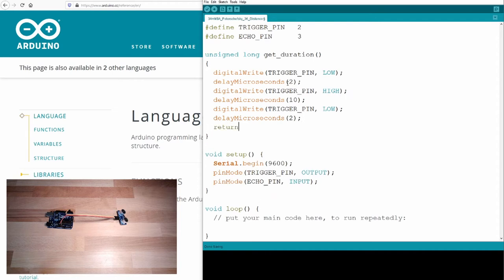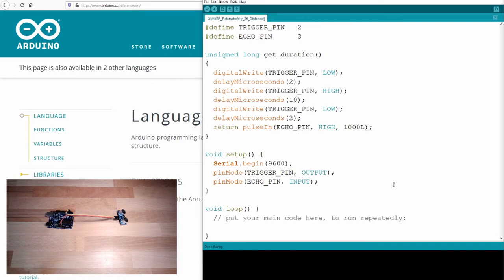And then I simply have to return. And then there's a function, pulseIn. It measures the duration on the echo pin, how long it is high. And here 1000 milliseconds is the maximum, I would say. 1 second would already be pretty far away. We don't have to wait for an answer longer than 1000 milliseconds.